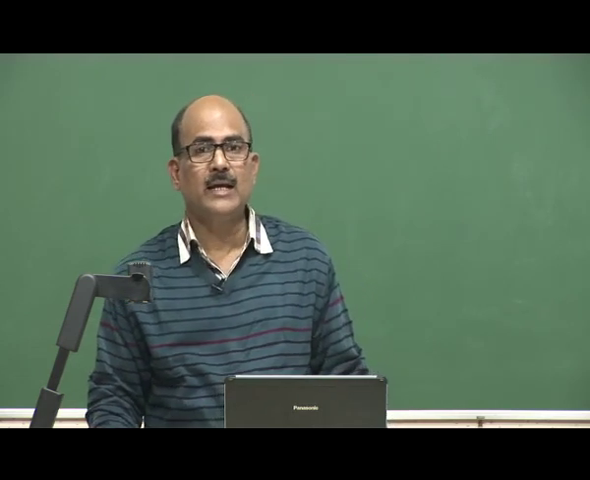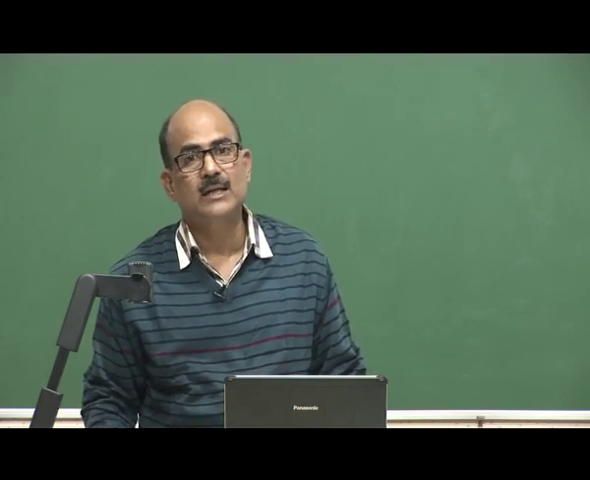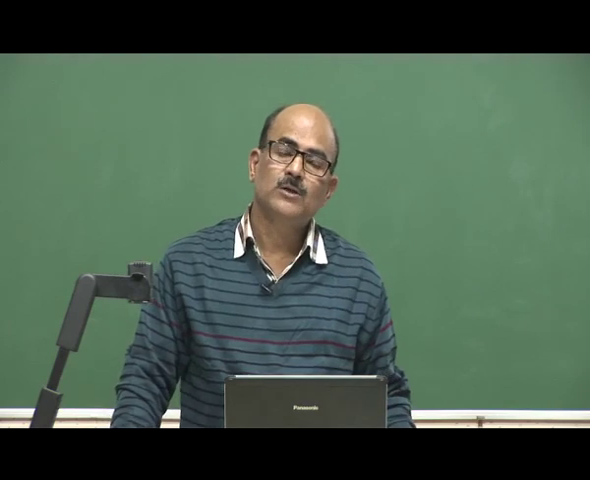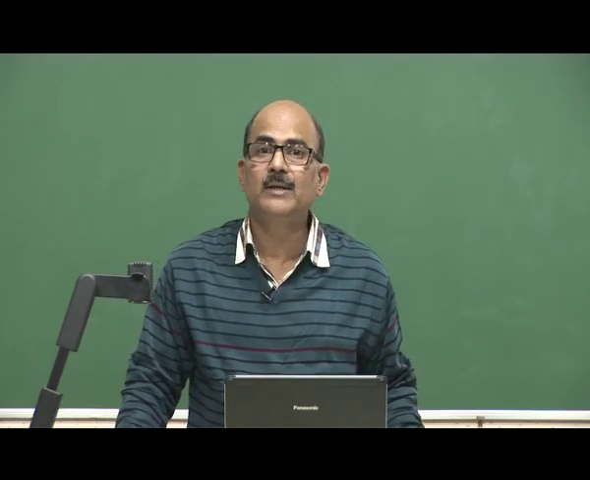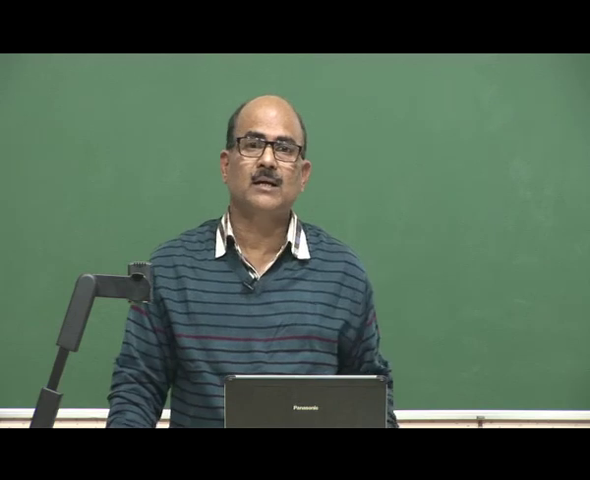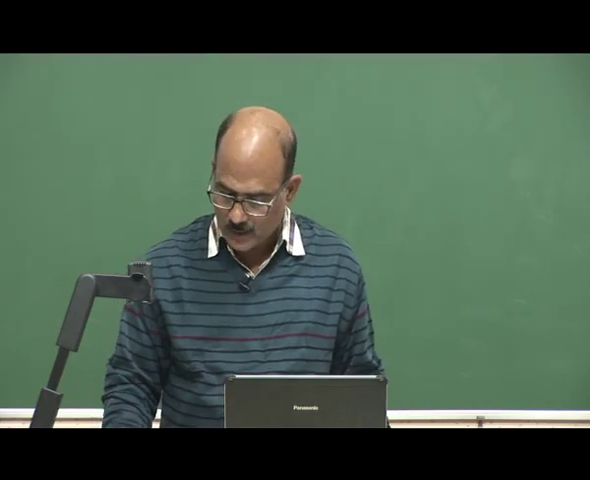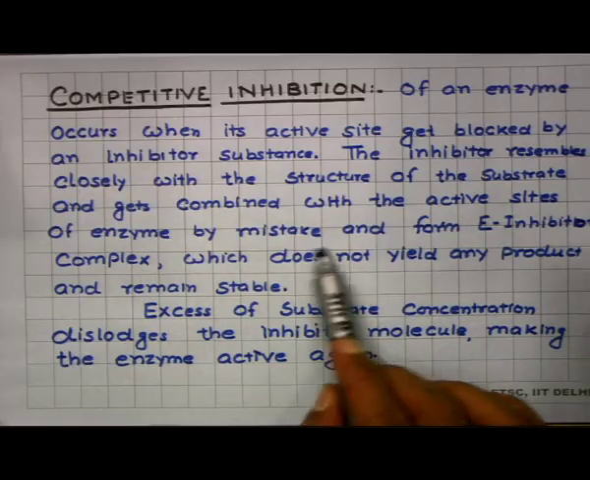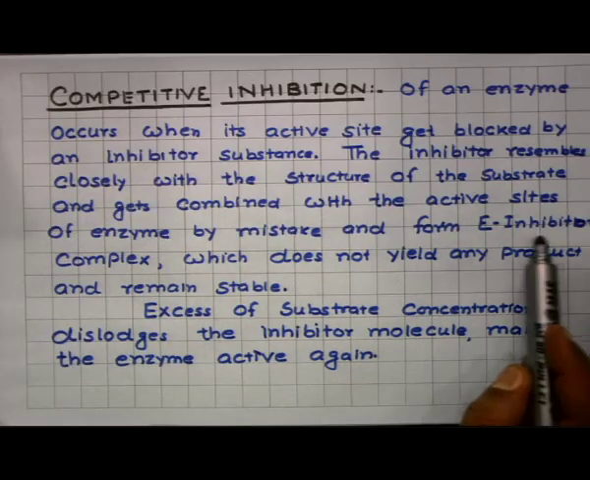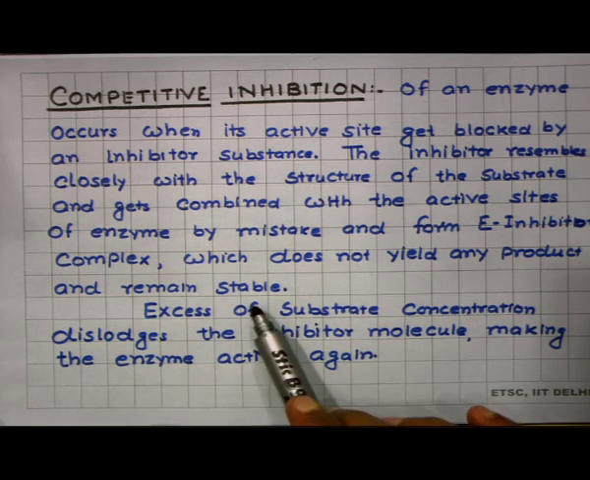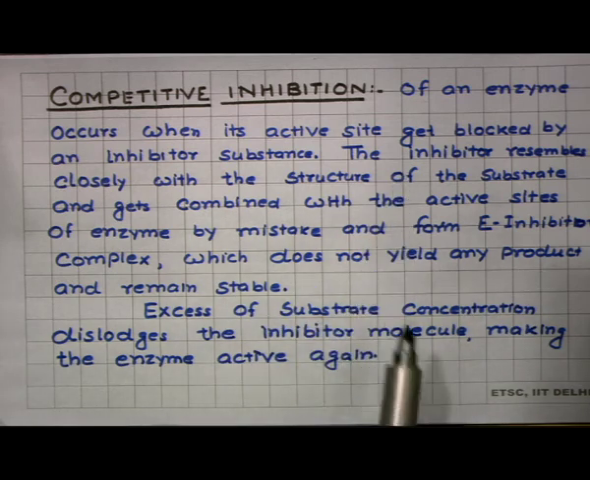When the active site is occupied by the inhibitor, the substrate is not able to bind with the active site of the enzyme. So, it forms an enzyme inhibitor complex. When the enzyme inhibitor complex is formed, there will be no question of the formation of product. The enzyme inhibitor complex does not yield any type of product and the reaction is going to be stable.